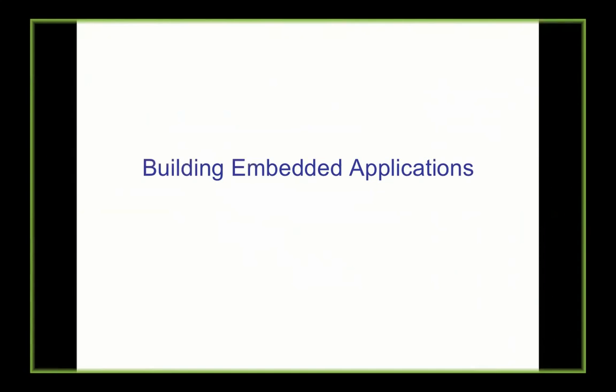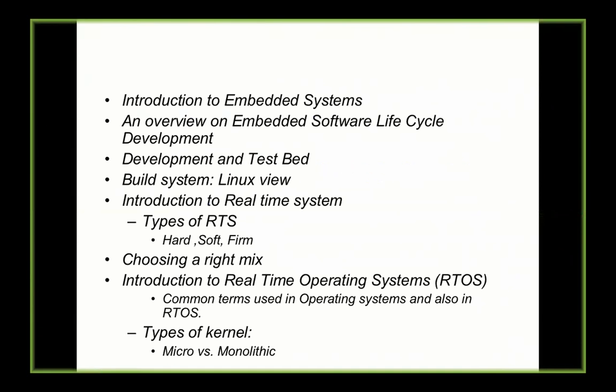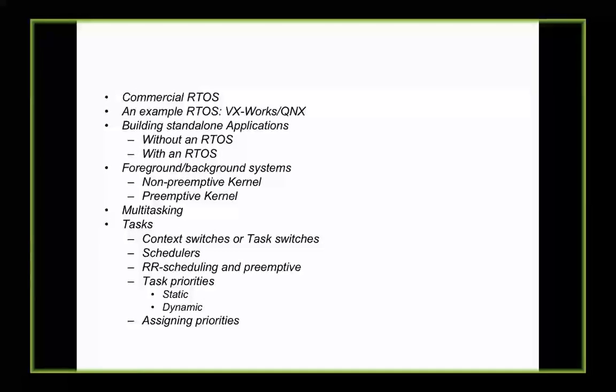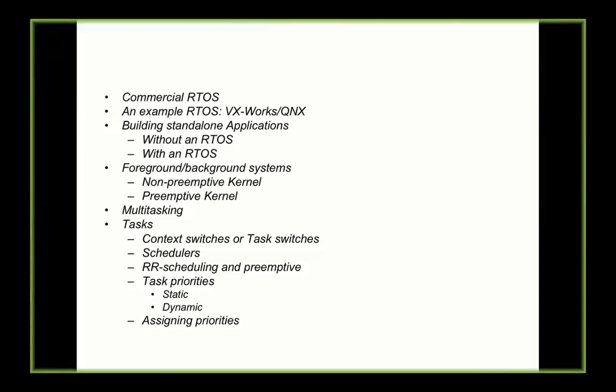So, embedded system design is a very important aspect of building embedded applications. We are trying to go through an overview and then get into life cycle development, understand a little bit of test bed, understand build systems. I'll take an open source Linux view as an example, understand real-time systems for today, and then talk about how real-time OSs characterize themselves and how they are different, knowing about the types of kernel, some RTOS cores. We'll also speak about 1 or 2 examples of cores. Also talk about strategies to build applications.